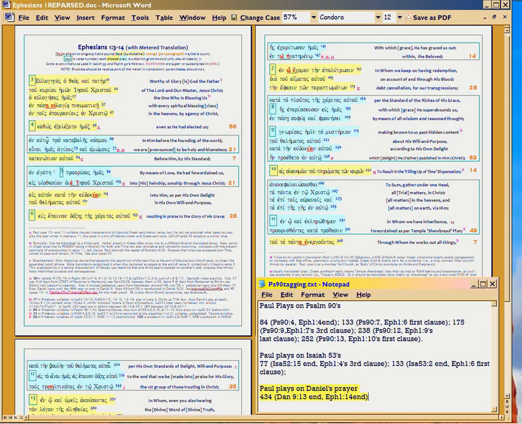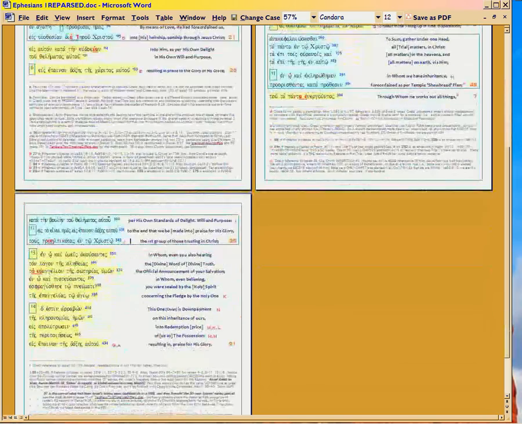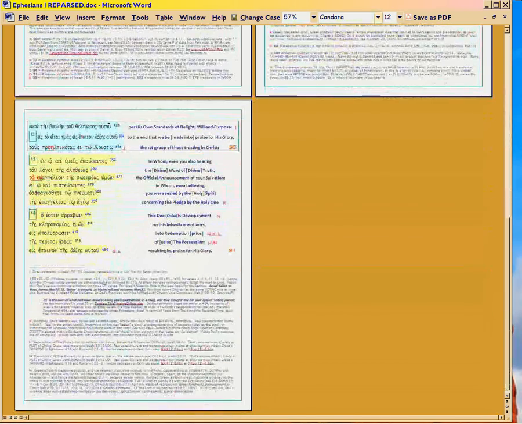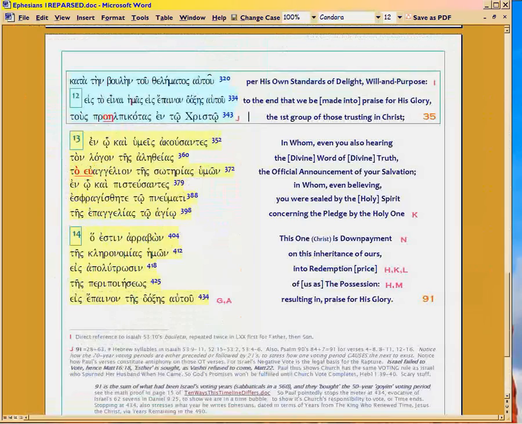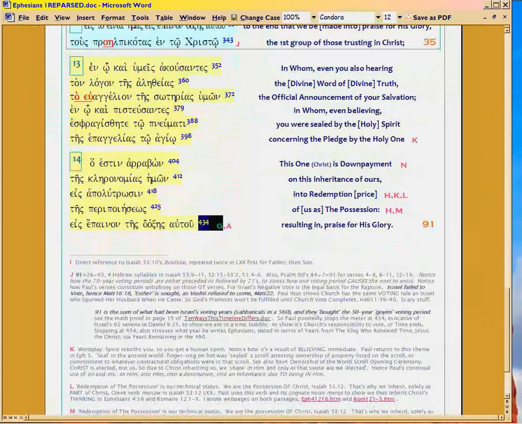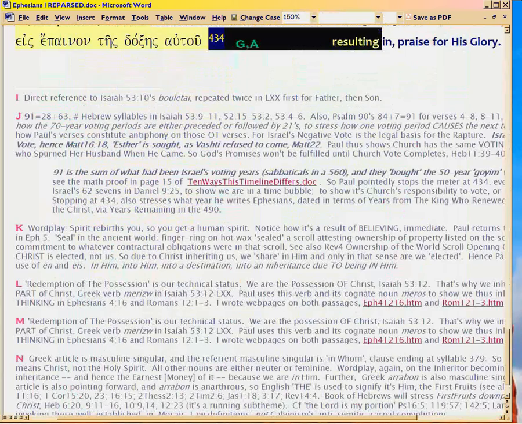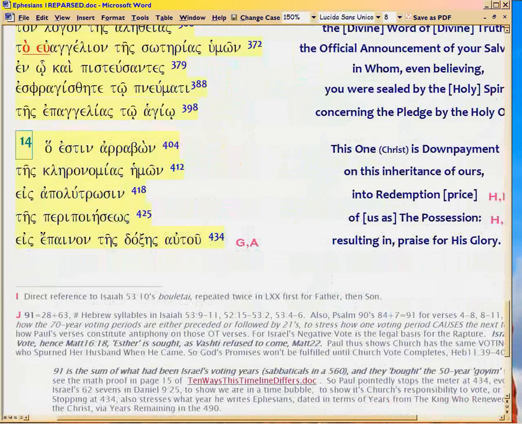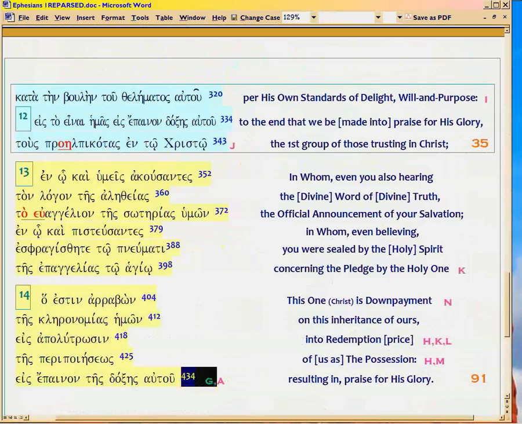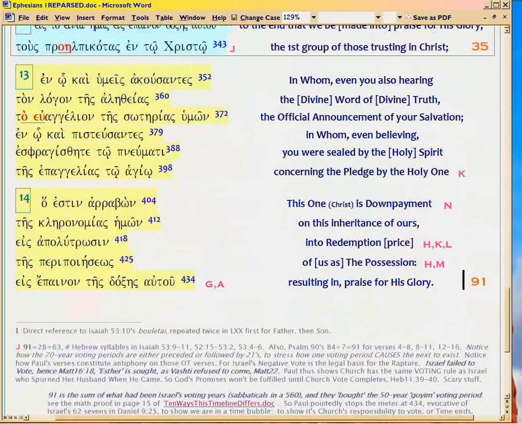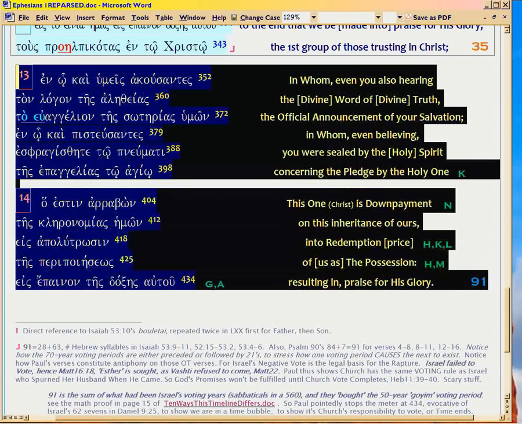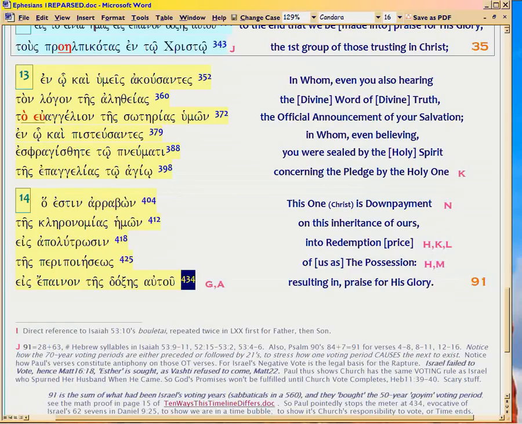And he meters to that Hebrew in Ephesians 1, which right up here is ending at 434. Let me make it bigger so you can see it. See, 434. And see this? That's 91 syllables. The whole section doesn't divide by 7 until it gets to 91, and it ends at 434 syllables.